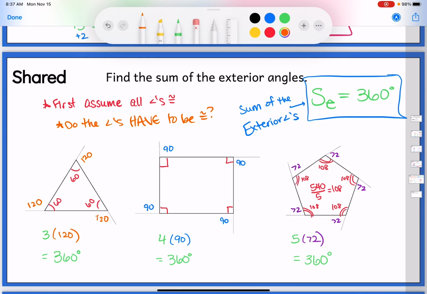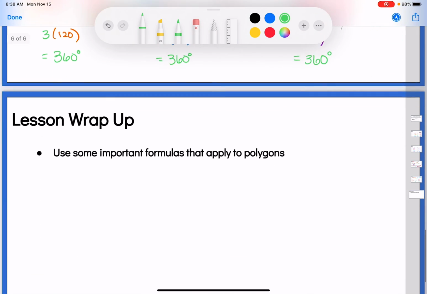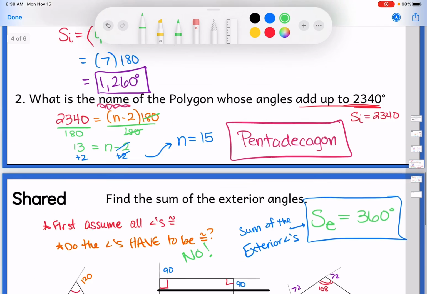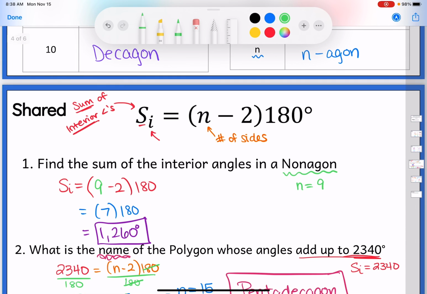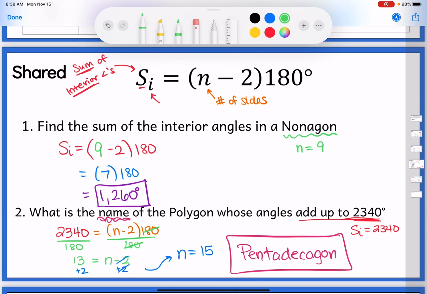So no matter what, even if your angles are not all congruent, however much extra one of them takes up, there's going to be another one that's a little bit less, and the exterior angles are going to balance as well. So do the angles have to be congruent? And the answer is no. Every single polygon, no matter what, the exterior angles will add up to 360 degrees. Pretty cool, huh? All right, so we have 2 formulas, the sum of the exterior angles and the sum of the interior angles that we are going to practice using here in 7.3.